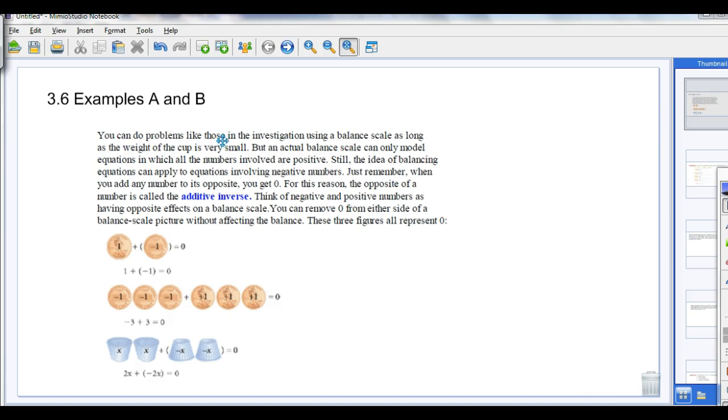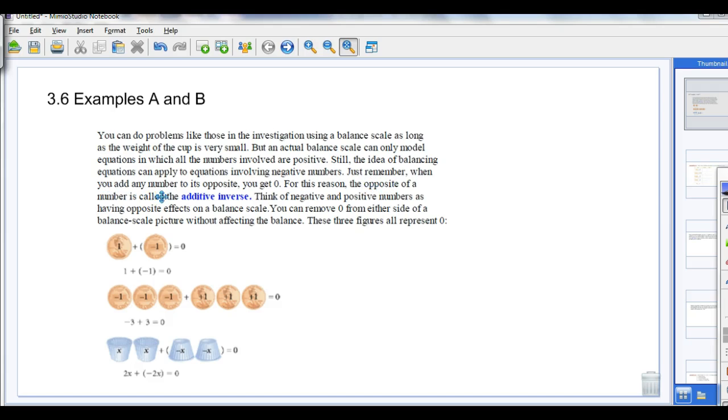So you can do problems like those in the investigation using a balance scale as long as the weight of the cup is very small. But an actual balance scale can only model equations in which all the numbers involved are positive. Still, the idea of balancing equations can apply to equations involving negative numbers.